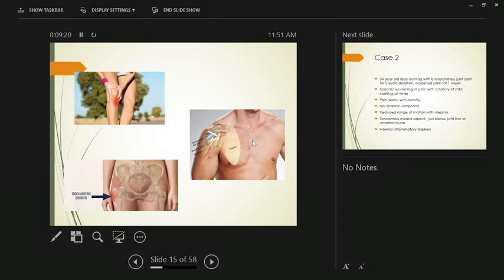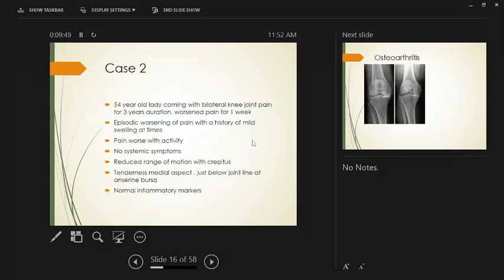Then there are common bursitis like subacromial subdeltoid bursitis, anserine bursitis, and trochanteric bursitis. The first picture shows anserine bursitis, just medially below the knee joint line. In trochanteric bursitis, the patient presents with hip pain, and the tenderness is elicited over the greater trochanter. In subacromial subdeltoid bursitis, the pain is at the lateral aspect of the shoulder.